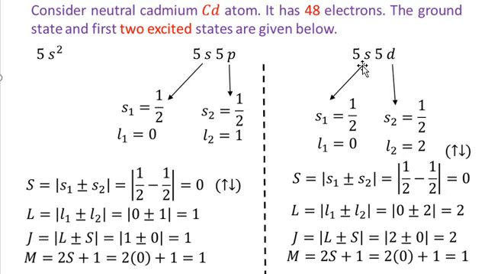Since these are electron states with a single electron, that's why I have s1 is equal to half and s2 is equal to half. So for the s electron, I have the orbital quantum number L1 is equal to 0, and for the d electron, I have orbital quantum number L2 is equal to 2.